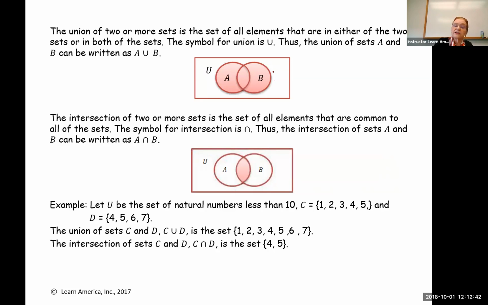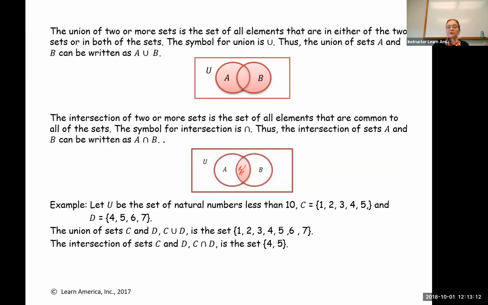Now, the intersection of two sets are only those elements that are common to both. So if you look at sets A and B again, the parts that are common to both are only the overlap here. That little line shouldn't be there. So just the overlap is the intersection. The intersection is shown like an upside down U. So the intersection of sets A and B is written A ∩ B.